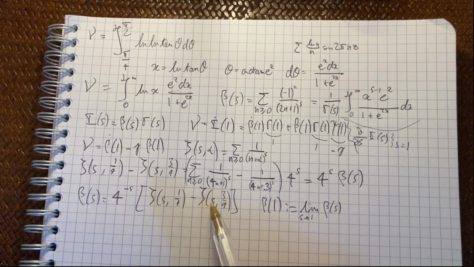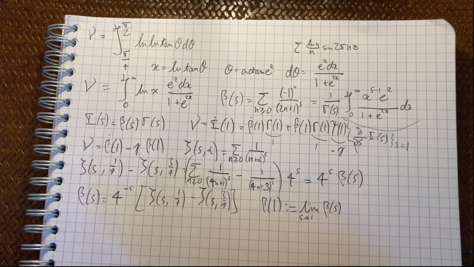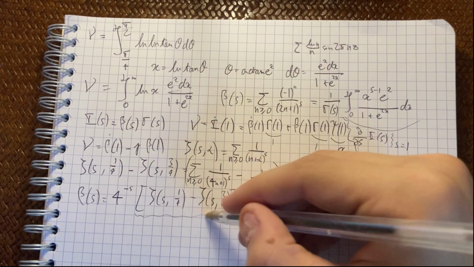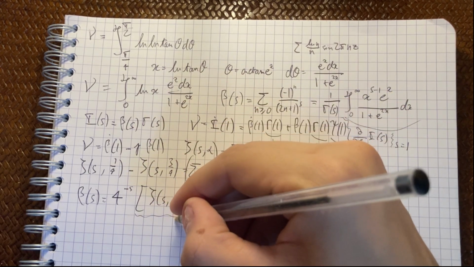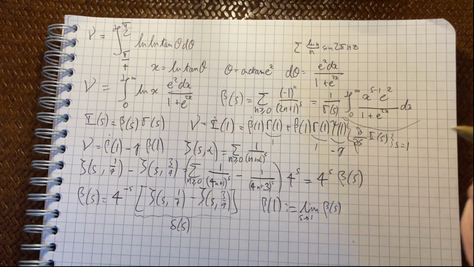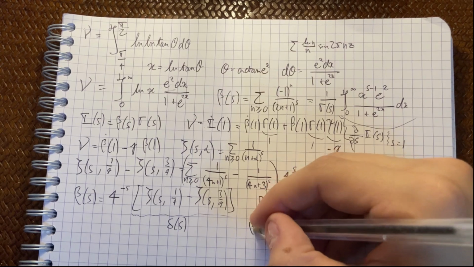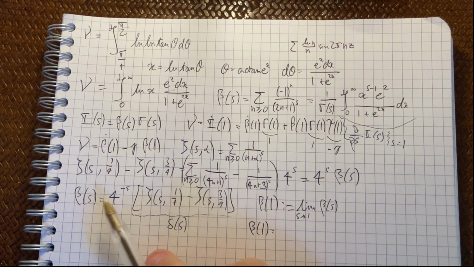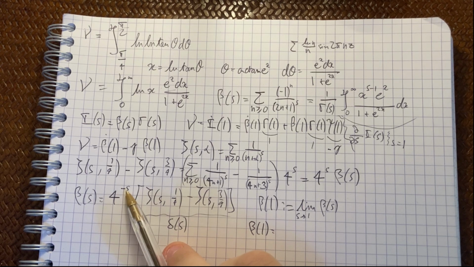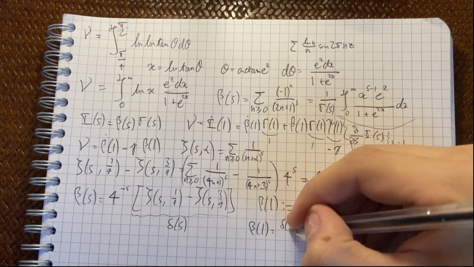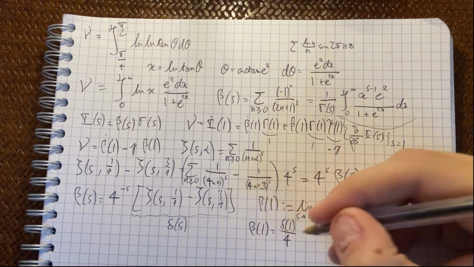And then because we have zeta here minus zeta here, this function exists even in 1. Well, at least it converges to a real value when s goes to 1. So here let's call this strange function the delta function of s, and what we need is beta 1, which is here just let s equal 1, and you have delta 1 divided by 4.